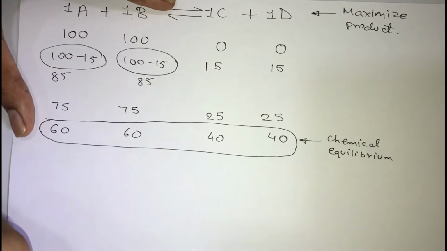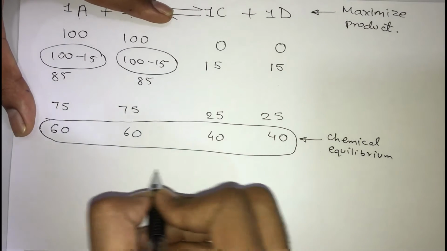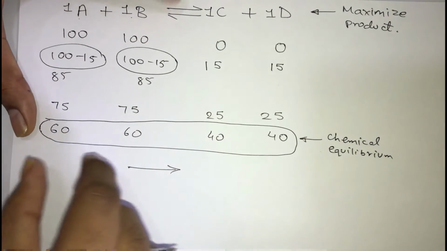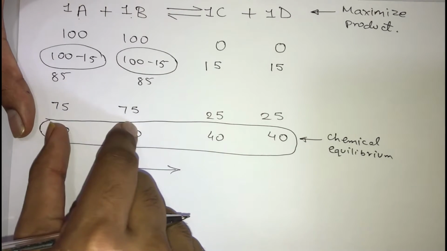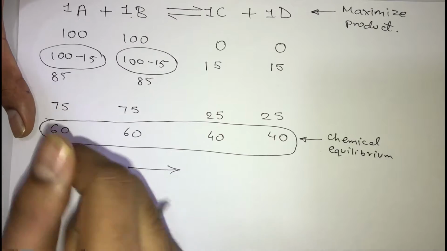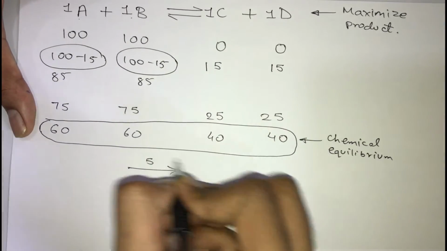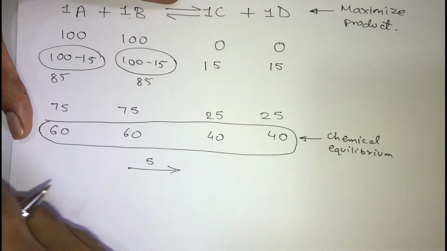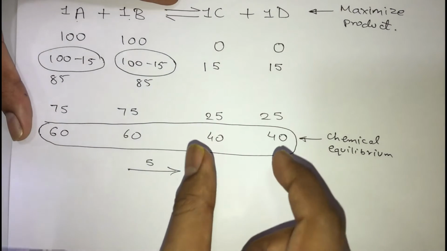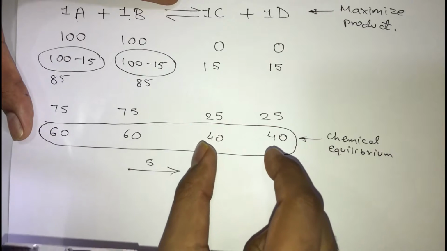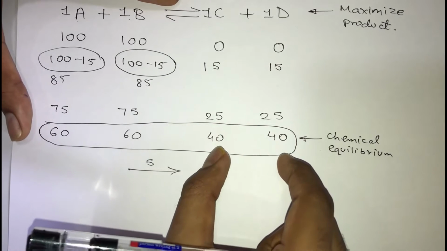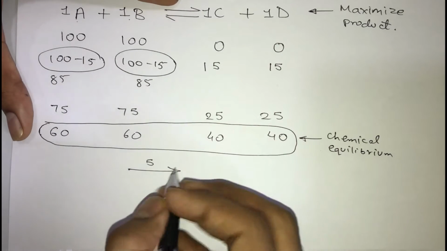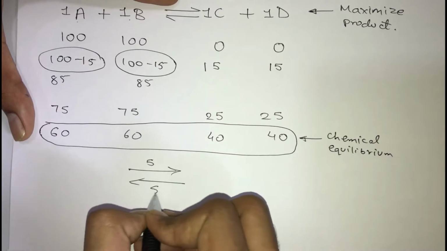Now I hope guys you all know what is chemical equilibrium. What is chemical equilibrium? Let's understand. Suppose 5 moles of A and B react with each other to give us 5 moles of C and D respectively. Same will happen with C and D. C and D will react with 5 moles and will give back 5 moles.